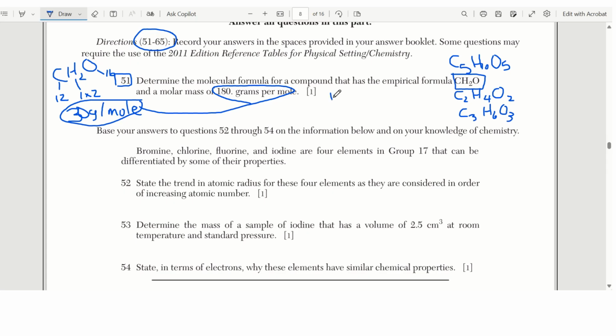Well, I could do this: 180 divided by 30. And that is 6. So in reality, the molecular formula is not 2 times bigger or 3 times bigger or 5 times bigger. It is 6 times bigger. So my answer would be C6H12O6.